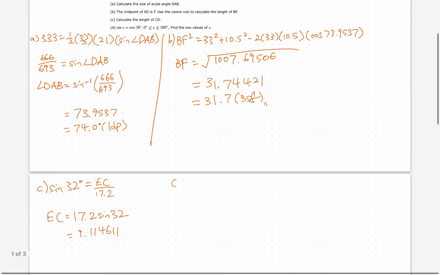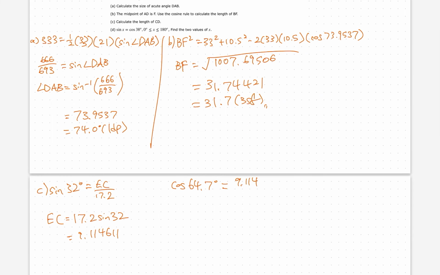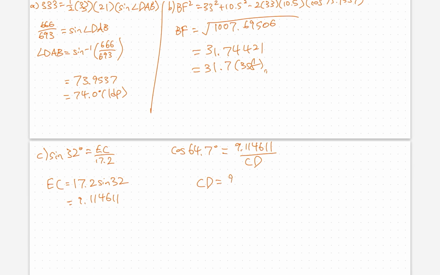Now we can work things out here. From this angle, cosine 64.7 degrees equals adjacent over hypotenuse, so 9.114611 over what we're trying to find, which is CD. So CD equals 9.114611 over cosine 64.7. Tap that out on your calculator, 9.114611 divided by cosine 64.7, and we'll get 21.3278. Put that to three significant figures, 21.3 will be our answer.